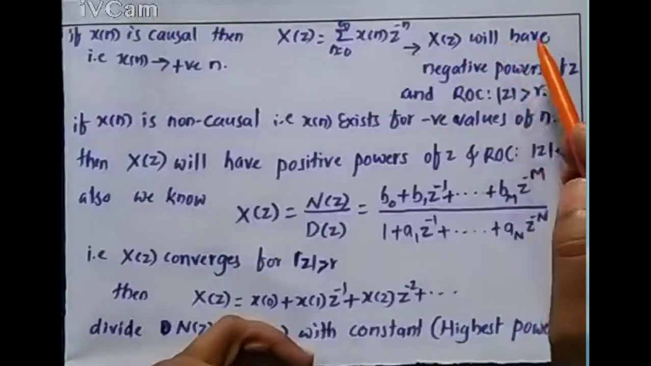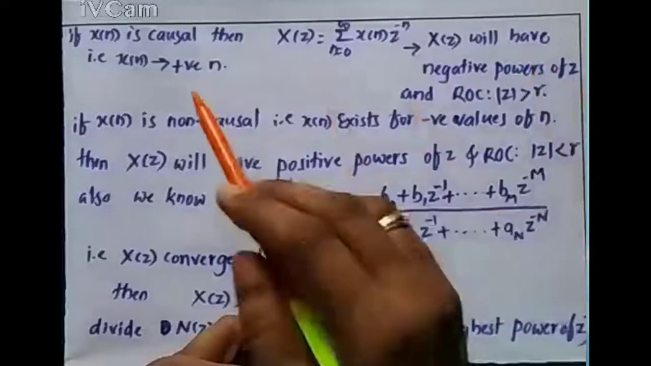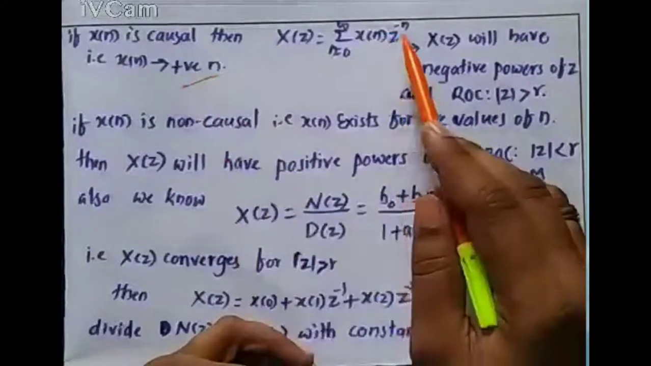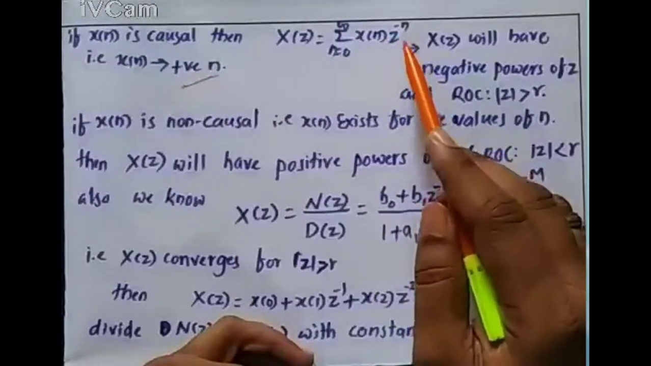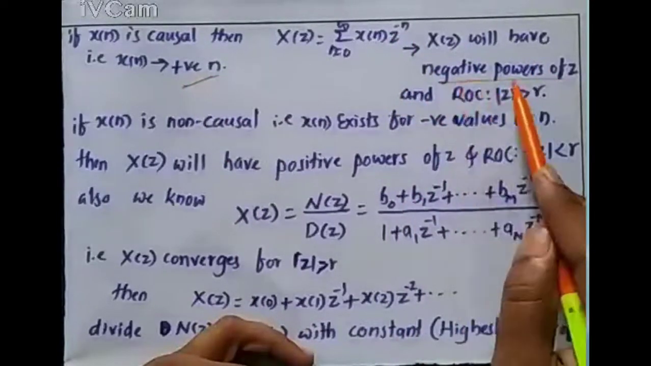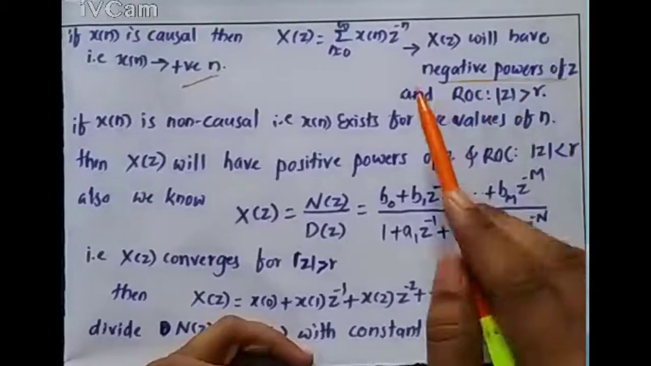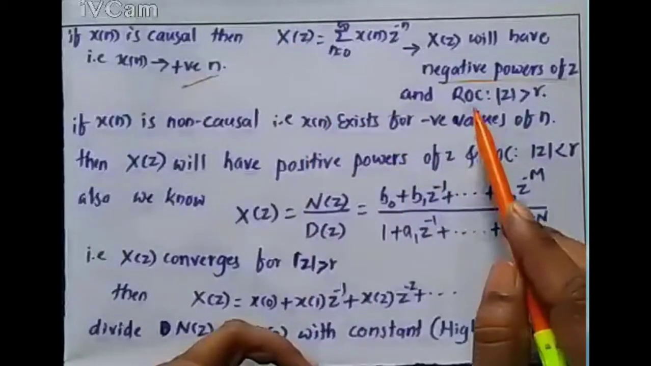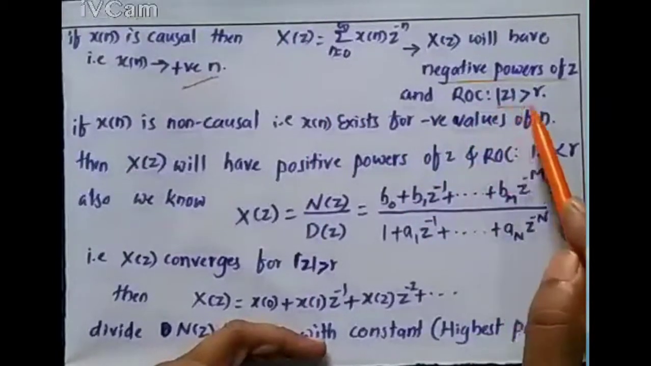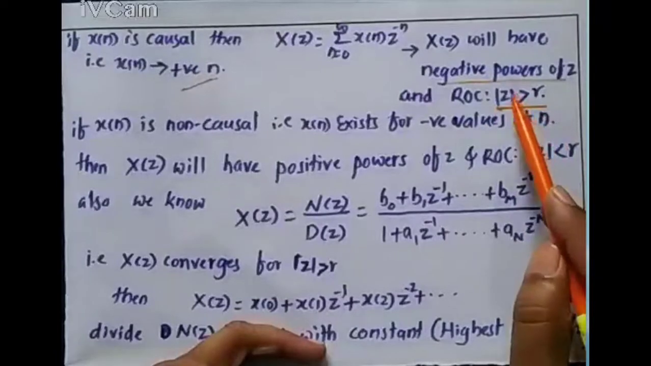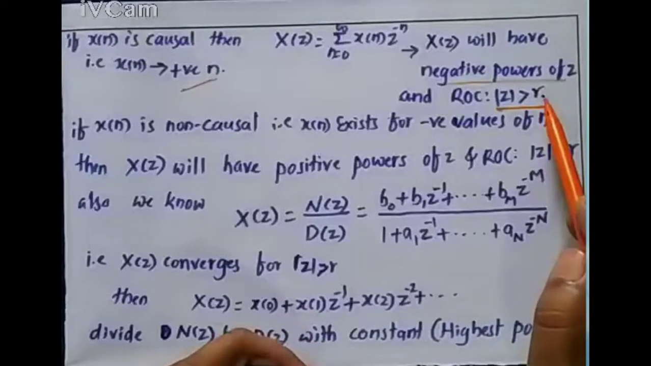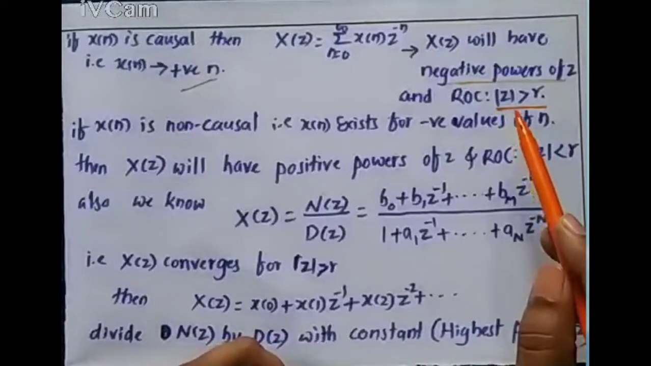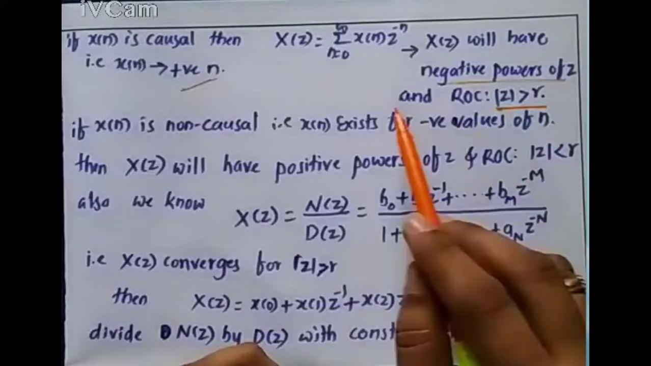The x of z will have the negative powers of z, obviously, because x of n exists for only the positive values of n. Correspondingly, if you substitute the positive values of n into z, that will give the negative powers of z. Is that clear? For such an x of z, the ROC will be in this manner, that is, z will be greater than the radius. Recall the ROC part we discussed in the previous lecture. It will be helpful here.